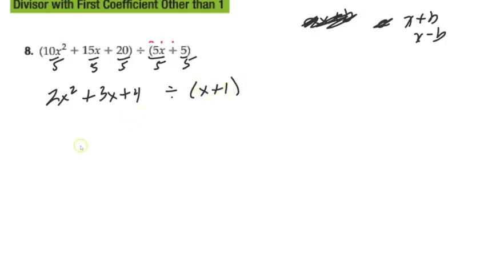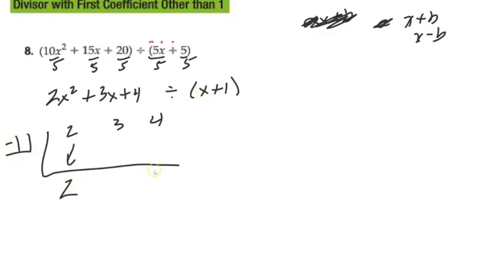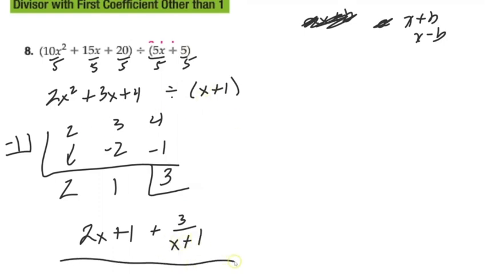And I could just do normal synthetic division. 2, 3, 4. We're going to divide by inside opposite, negative 1. Bring the first one down. Multiply across. Add down. Multiply across. Add down. Get that. My answer in this case would be 2x, so always 1 power less, plus 1, plus 3 over what we divided by. In this case, we divided by x plus 1. So that'll be my answer.